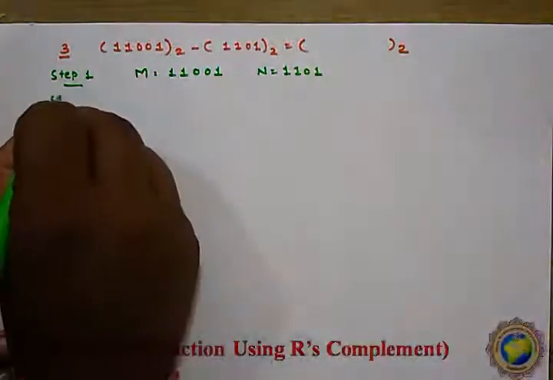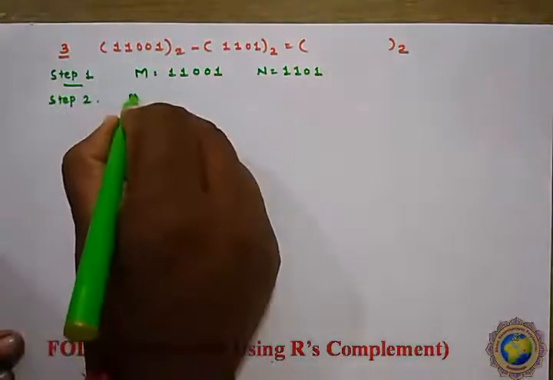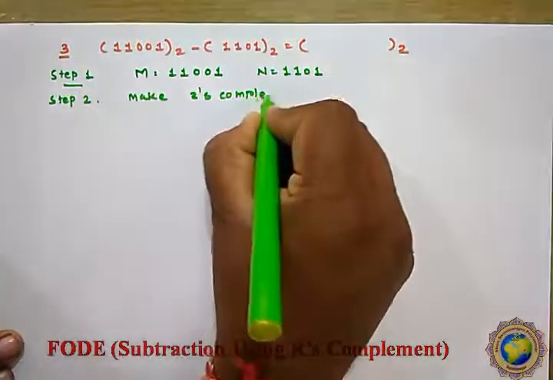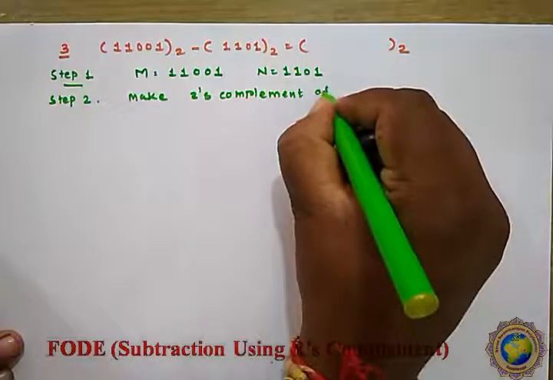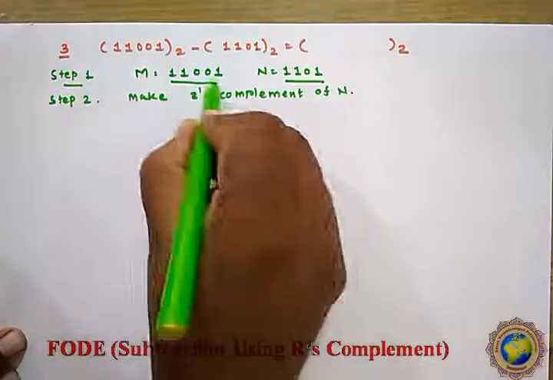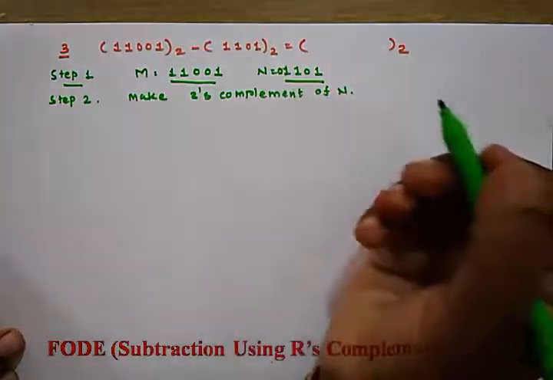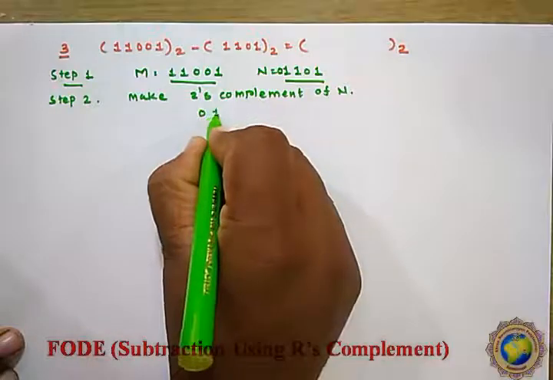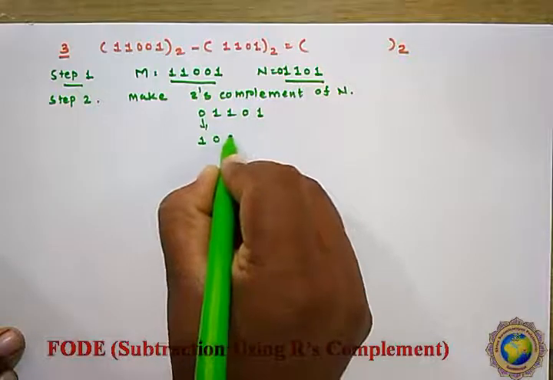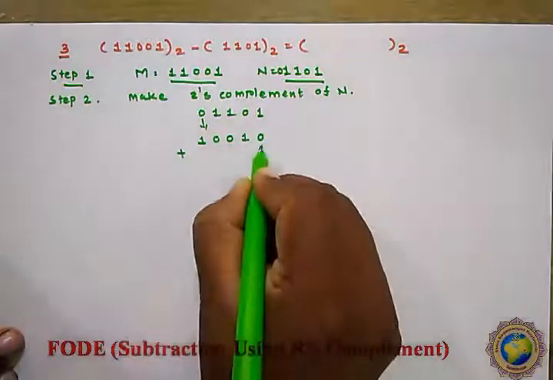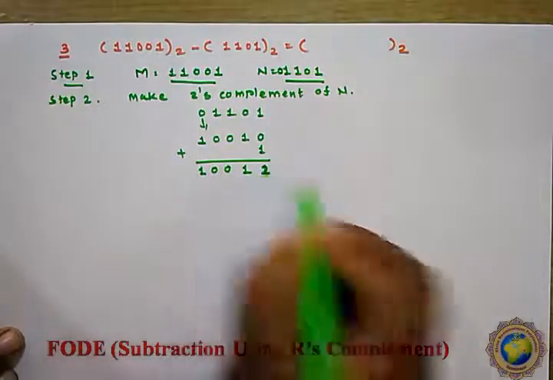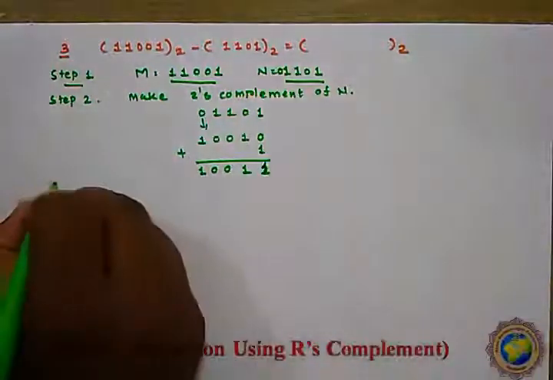Okay. Step number 2: make the 2's complement of n. Before making the 2's complement, equalize the digits. Here there are 4 digits and here 5 digits, so you have to add an extra 0. Now our n is 0 1 1 0 1. So replace 0 by 1 and 1 by 0, and add 1. So 1 0 0 1 1. Okay, so this is our step 2.